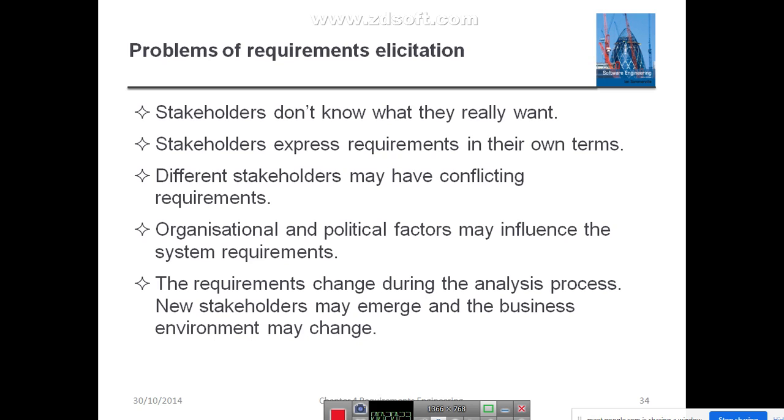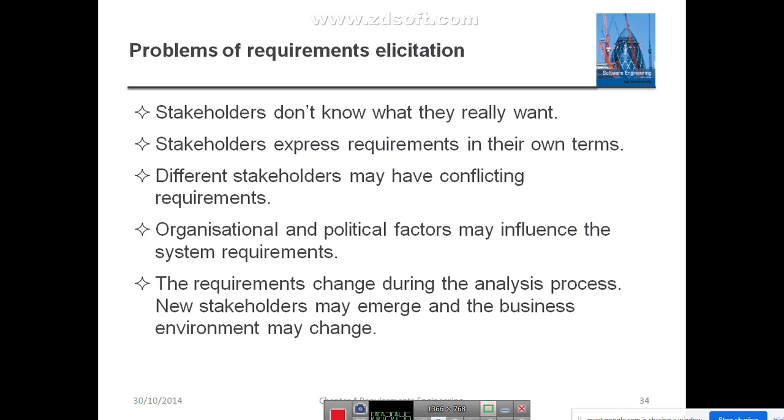We are considering only two stakeholders, technical staff and the customer. The customer may write the statements in natural language. As a technical staff, you are going to write the requirements in a software specification. Yes or no? In their own terms they are going to express. That is one more problem you are going to face in requirement illustration.